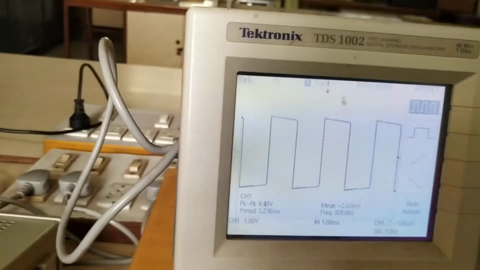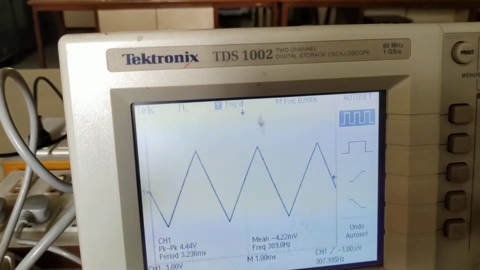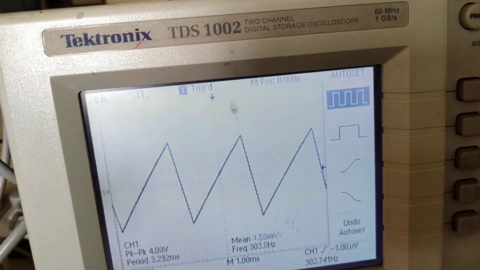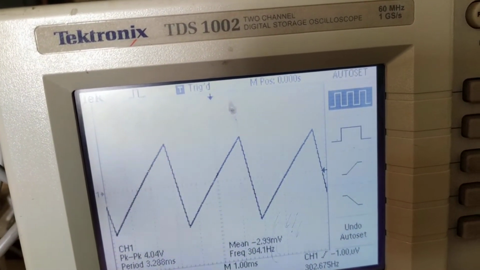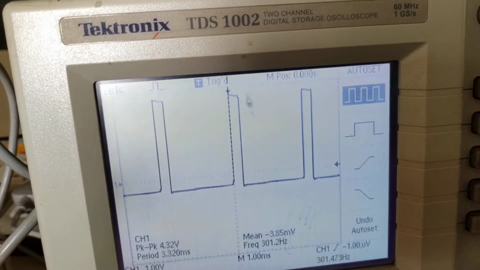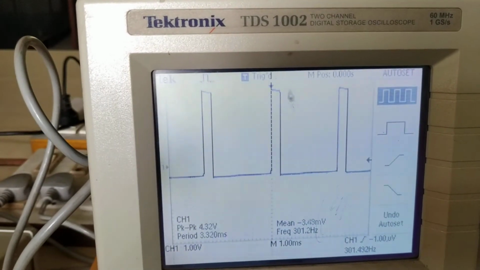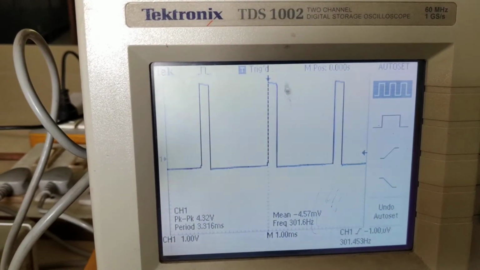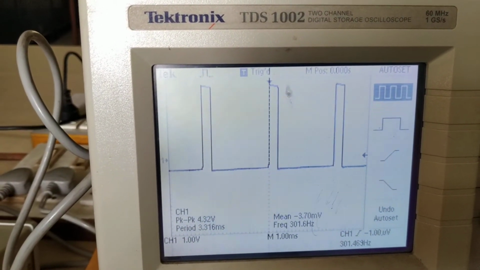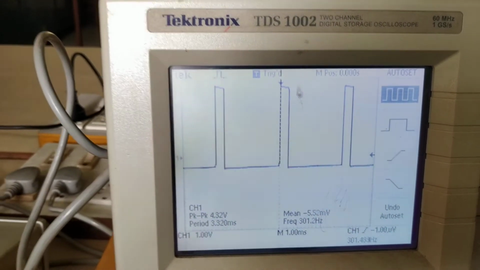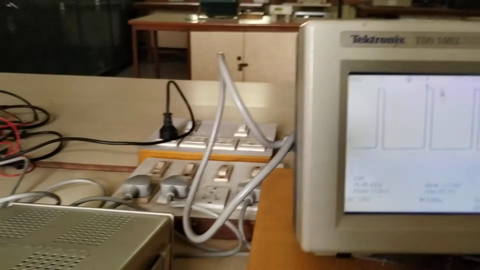Okay, then you can change the function. So triangular wave, then you can go for the sawtooth wave, then you can go for the pulse. Now with the pulse, you are getting the positive width, which is less than the negative width. Okay, so you can change the duty cycle.